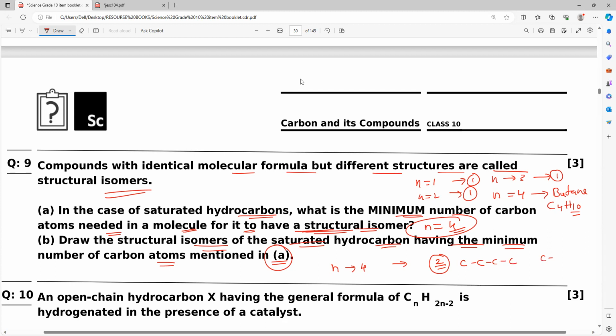And another one is a branched chain. Am I right or wrong? So this is what we used to call N-butane, and this we used to say 2-methylpropane. Also we can call it isobutane. So these are the isomers. If anybody is there in the meeting, you can do it.